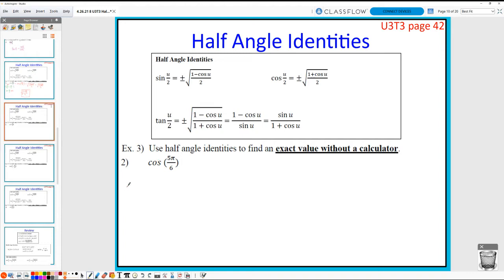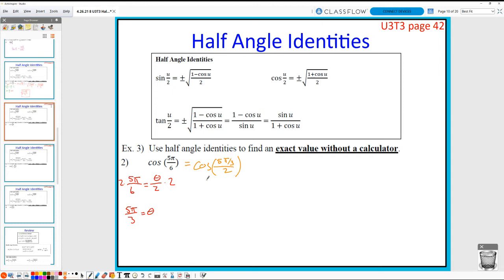Next example, we're going to do the exact same thing. 5 pi over 6 is equal to some theta over 2. If I multiply both sides by 2, I get 5 pi over 3 is equal to my theta. So I can rewrite this as cosine of 5 pi over 3 over 2.